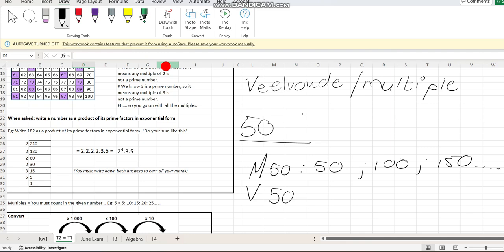If they ask you for veelvoudig van 6, multiples: 6, 12, 18, and then you give me the following 6. And then you just put down at the end 3 dots. 3 dots means it's ongoing. Okay, so multiples and veelvoudig.